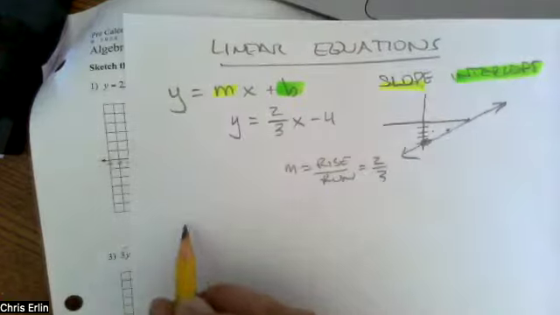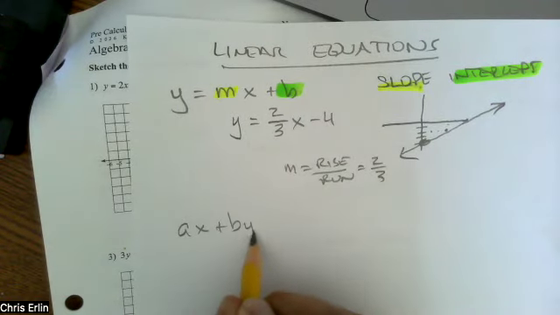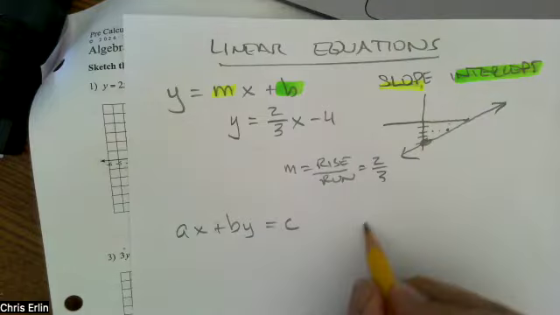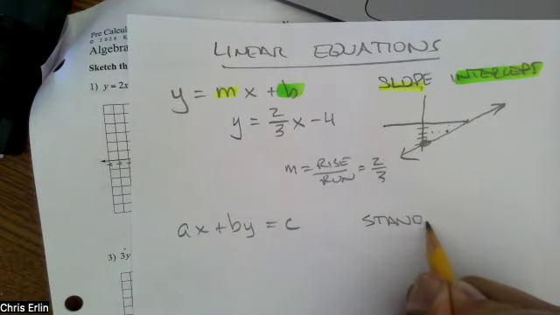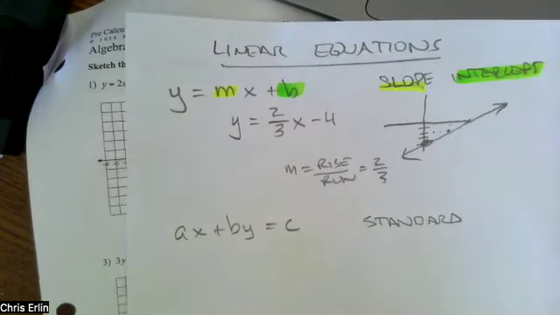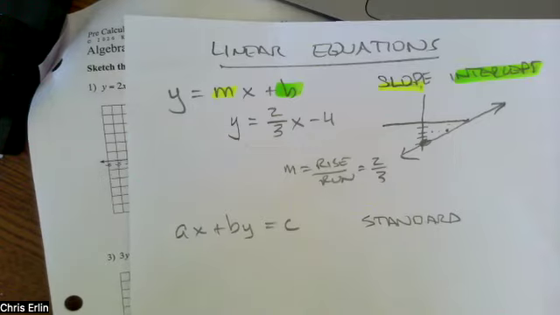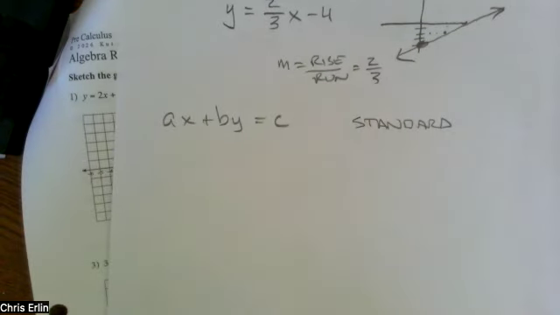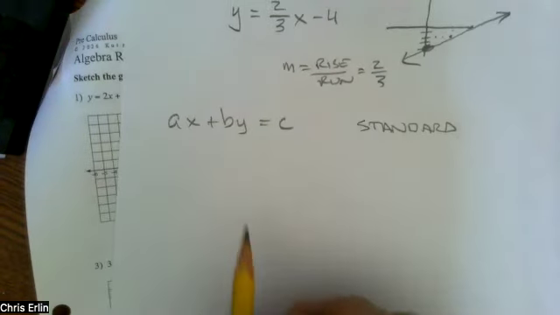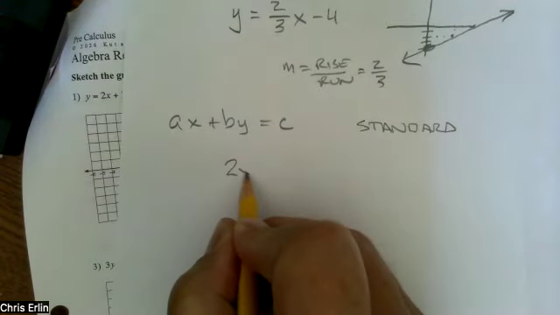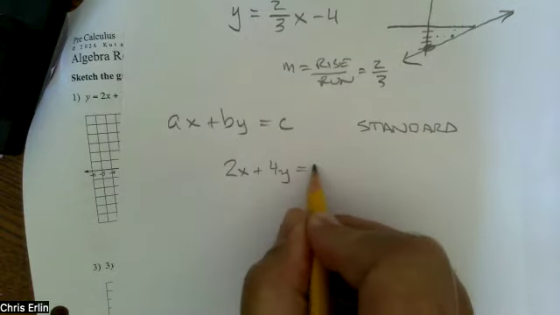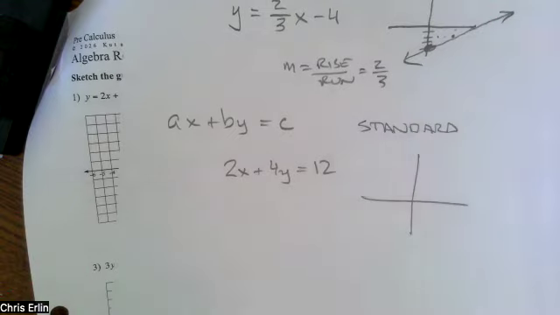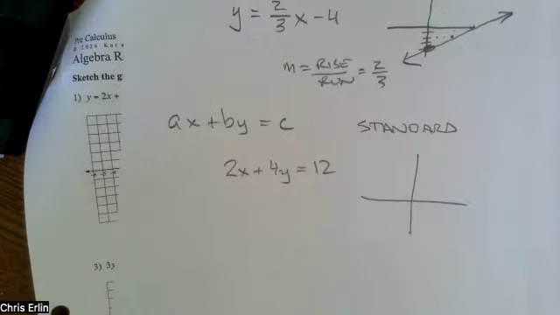The second form of linear equations is ax plus by equals c. This is called the standard form. And it's less helpful because you don't actually see the slope, you don't see the y-intercept, but there is a way to reasonably use this for graphing. For example, if we had 2x plus 4y equals 12, how many points does it take to graph? Minimum for a line. 2. If you have 2 good points, you can graph a line.